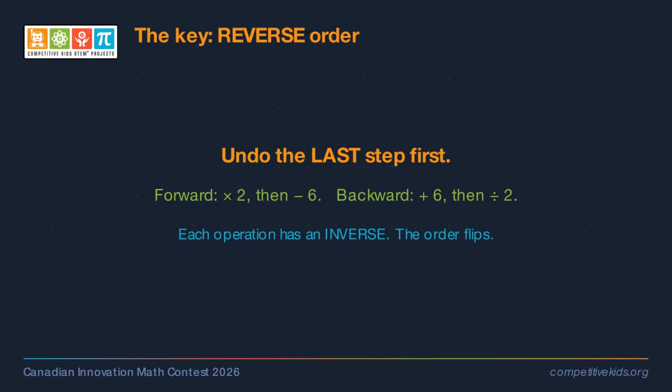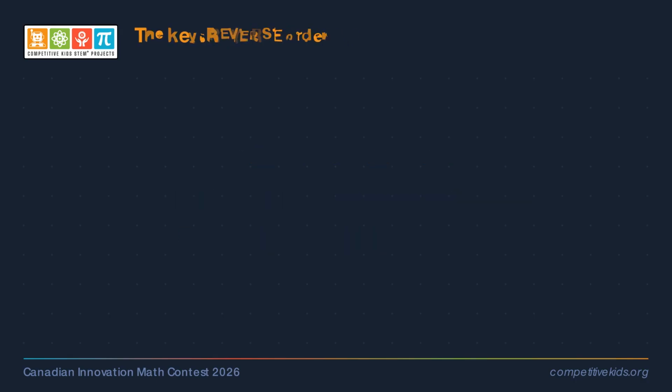The key idea is this. When undoing a chain of steps, undo the last step first. Each operation has an inverse. Doubling becomes halving. Giving becomes receiving. The order always flips when you go backward.